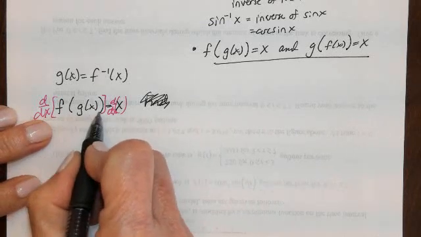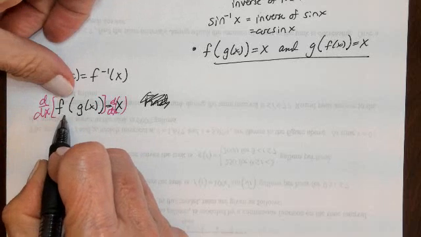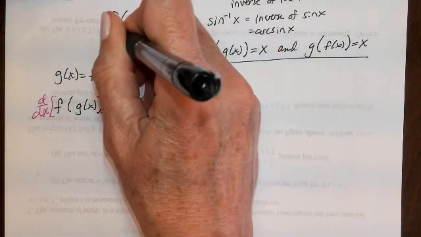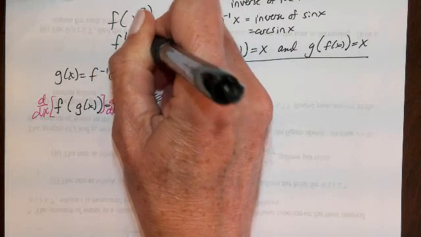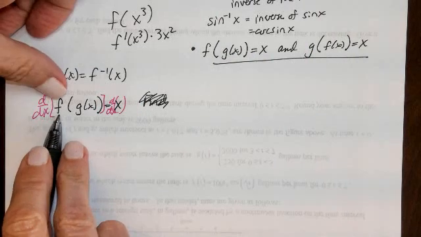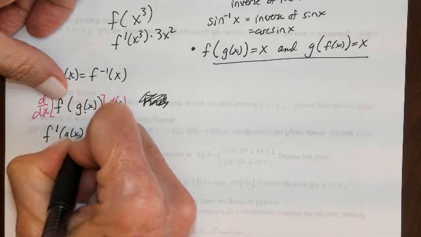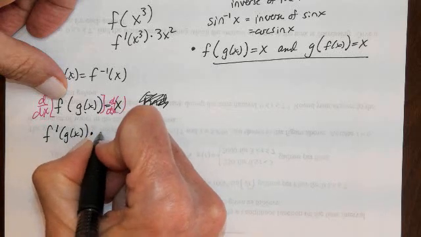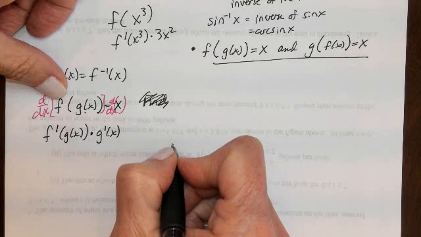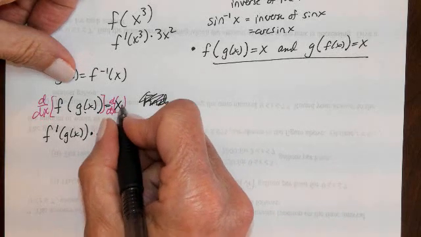I need you to remember how you take the derivative of this composition function. It would be like taking the derivative of f of x cubed. What's that derivative? Well, it would be f prime of x cubed times 3x squared. So the derivative of f of g of x is f prime of g of x, little chain rule, times the derivative of the inside. And that would equal the derivative with respect to x of x, 1.